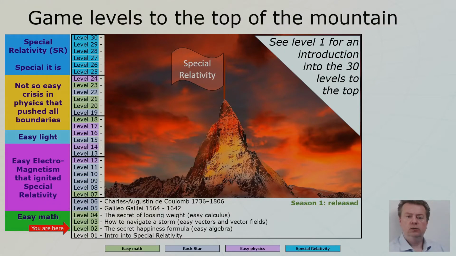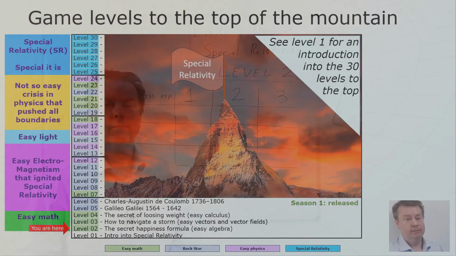Today we are going to talk about the secret happiness formula, which will also give us an easy introduction into algebra. If you're new to the story, my name is Tom and I'm on a mission. And my mission is to explain everything you need to know about Einstein's theory on special relativity in 30 easy levels. If you want to know more about these levels, I recommend you watch level number 1, in which I introduced them all. But today we're in happiness mode.